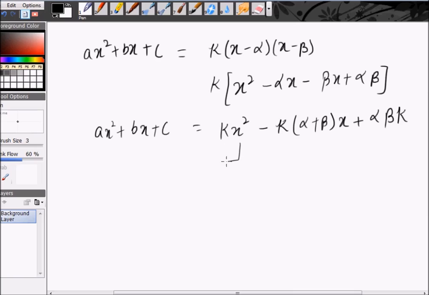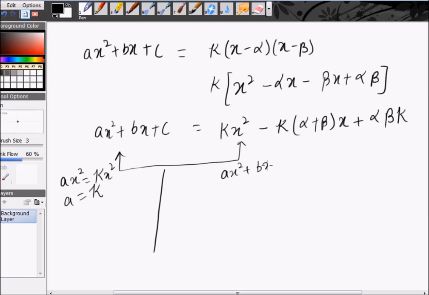On comparing the x square terms on both sides, we get ax square equal to kx square, or simply a equals k. That is, if we substitute the value of k over here, we get ax square plus bx plus c equals ax square minus a(alpha plus beta)x plus alpha beta times a. Now compare the terms including x.